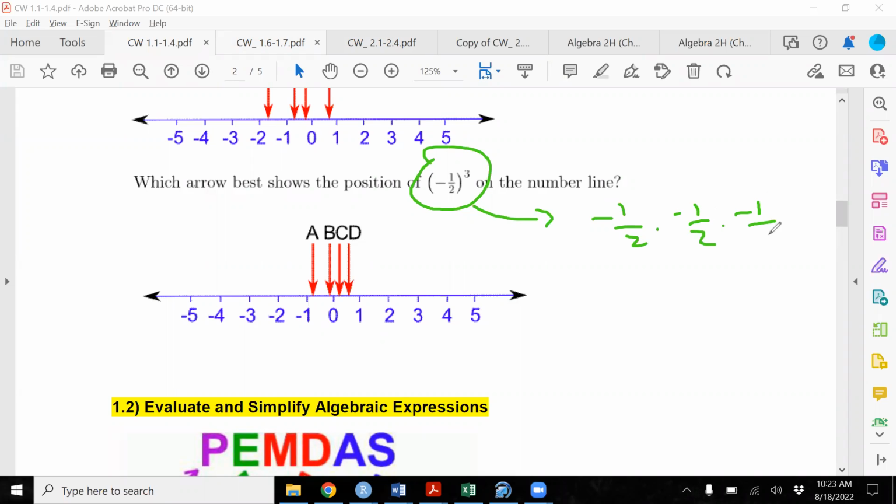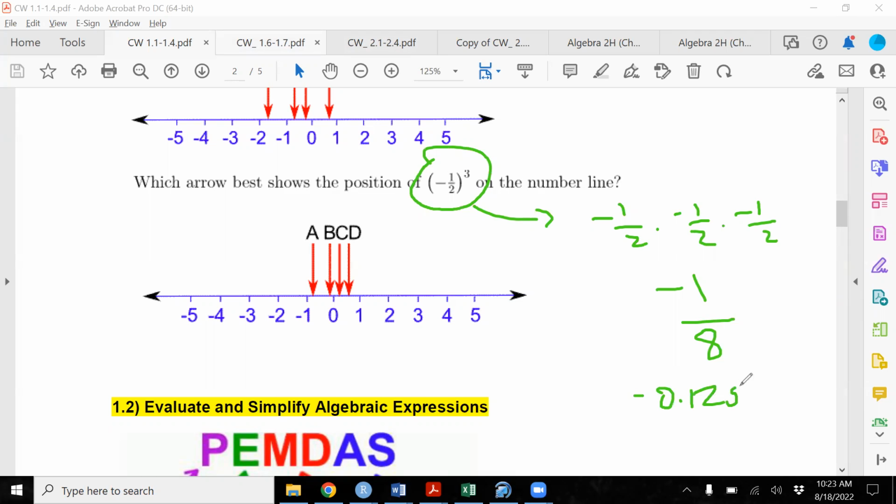So what happens when you have something raised to the third power? What does that imply? Times those three times, exactly. So what's that going to be? Yeah, I like B, because it's going to be negative, obviously, right? Negative, because you're multiplying three negatives. Also, the fact that it's close to zero, but to the left of zero, right?